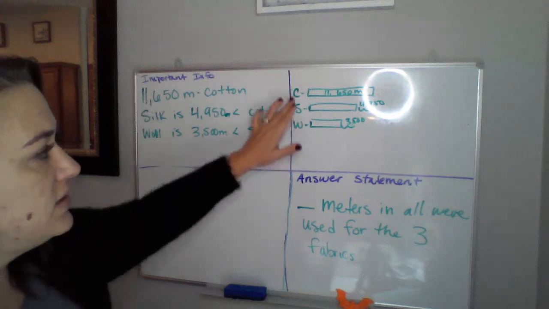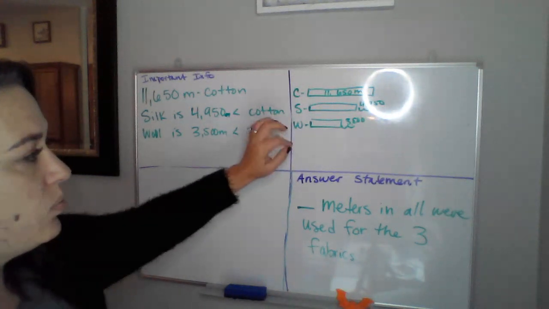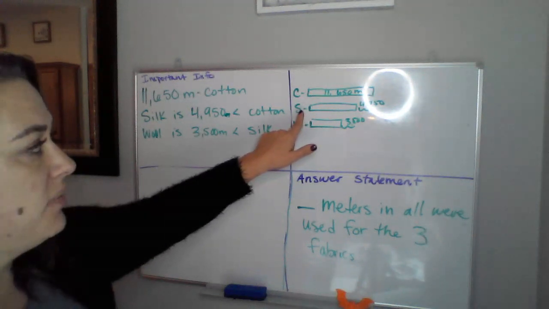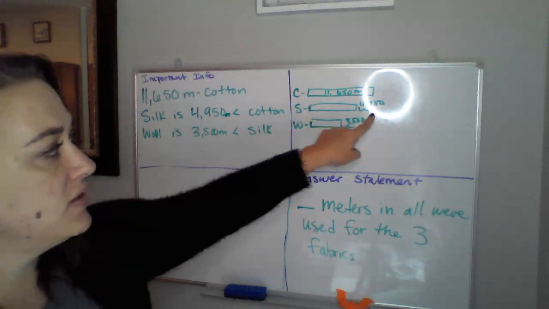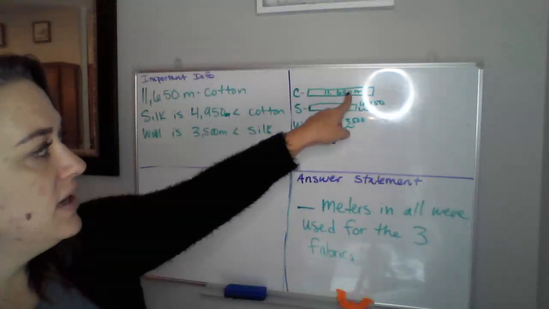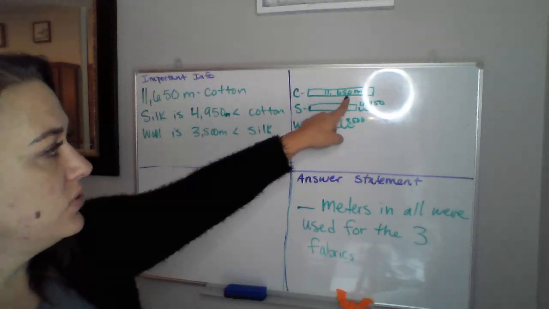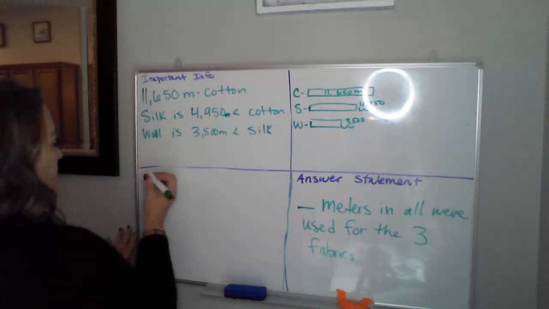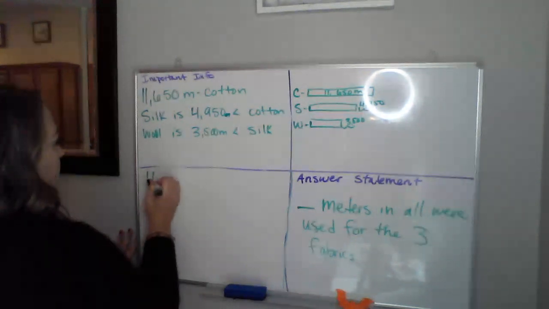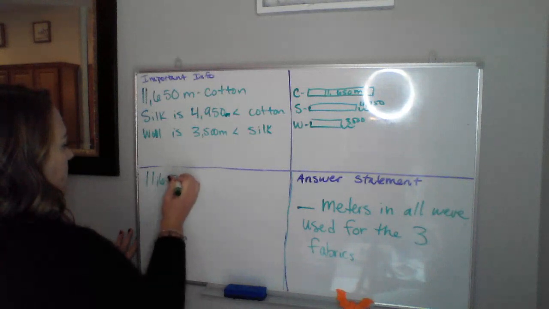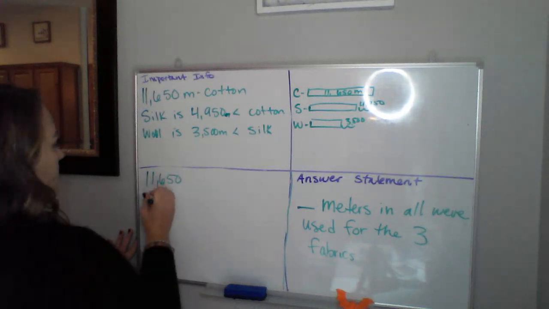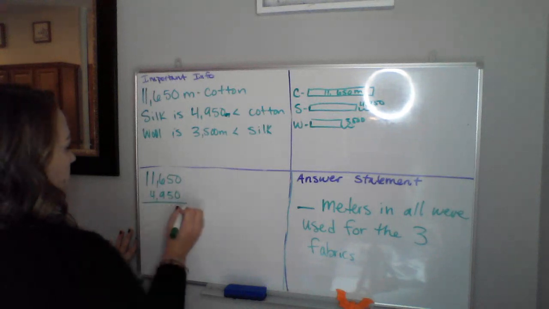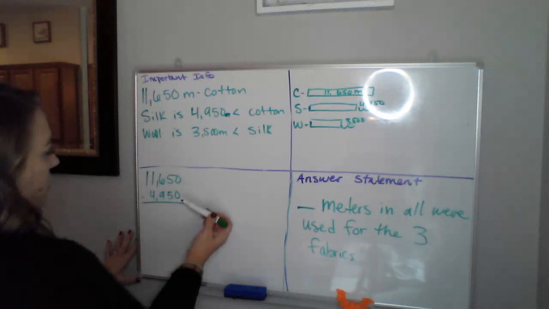So I'm going to need to know the total for each. So step one would be, how much silk did they use? To find out how much silk they would use, if it's 4,950 less, then I'm going to subtract that from my cotton total. So my cotton total is, making sure you can see me, 11,650. And I would subtract 4,950. So I'm going to set my problem up.